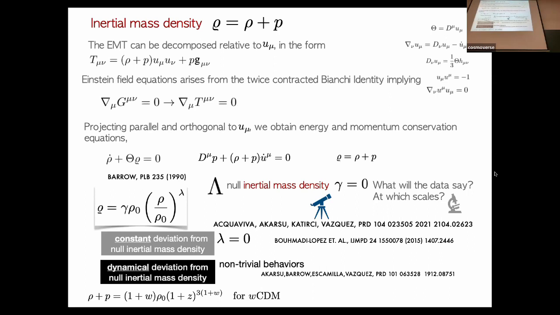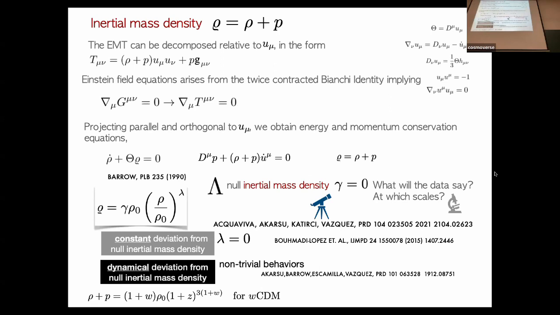What will the data say? We have investigated this in the paper by Akarsu, Acquaviva, Akarsu, and Vazquez, our paper. We have searched for what the data will say, and at which scale, if it is not 0, we should search for it, okay?